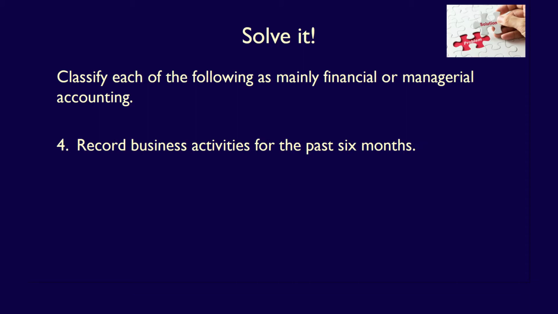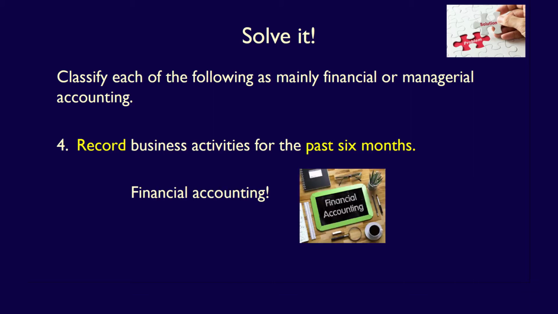Number 4, record business activities for the past 6 months. We're recording information from the past, historical information. This is focused on financial accounting. However, note that managerial accounting makes use of the information within the organization's financial accounting system. So even though this is primarily financial accounting, it is used by managerial accounting also.